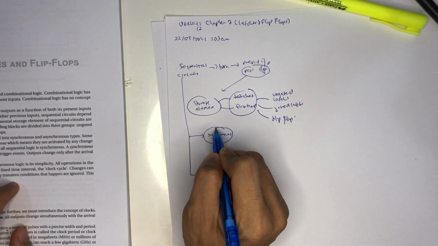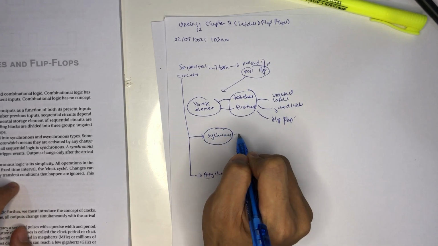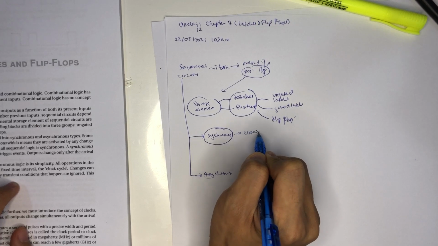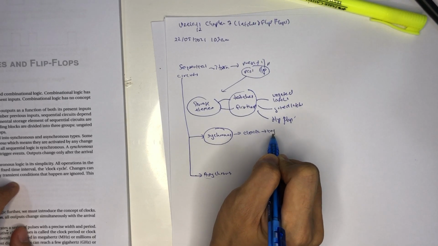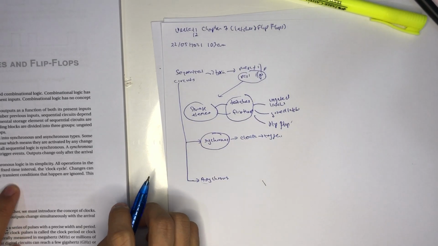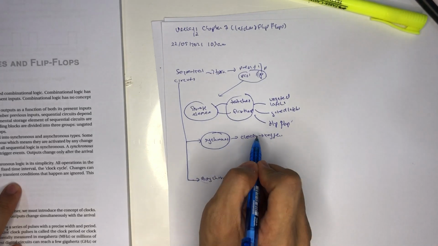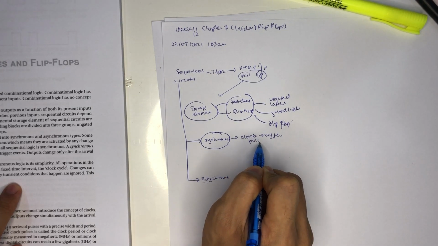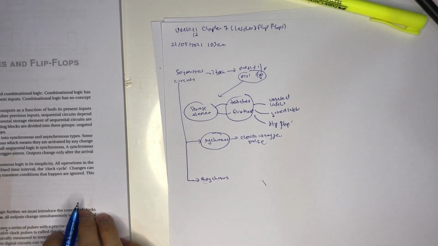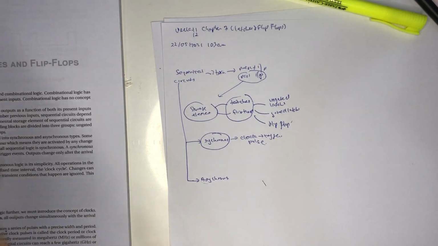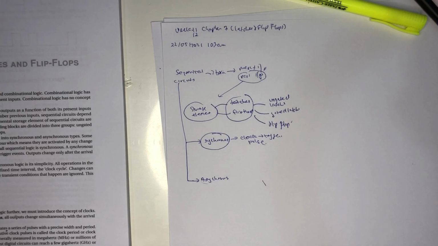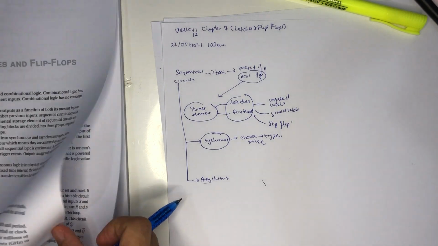What does synchronous mean? It uses a clock to trigger. Output changes only after the arrival of the clock pulse. The advantage of synchronous is simplicity, so you can read for more detail. Now we go to the next topic, which is the clock.